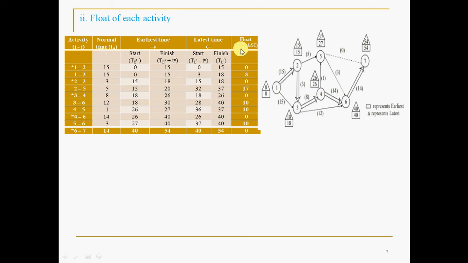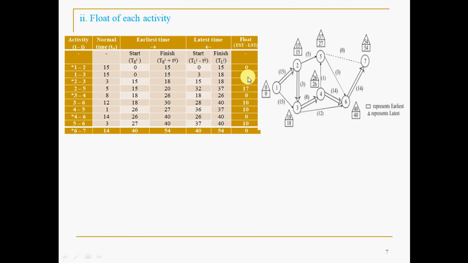Now float is the extra time or waiting time available for an activity, as we discussed in the theory. If you use this formula, LST minus EST, the difference of EST and LST, or EFT and LFT, either way you can take, you will get the float.